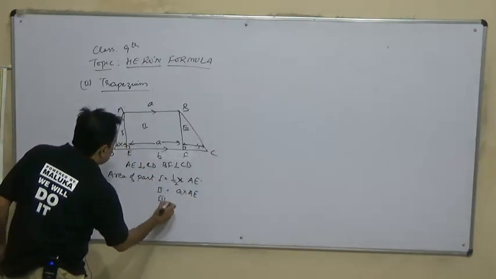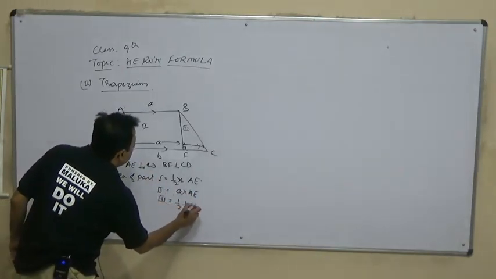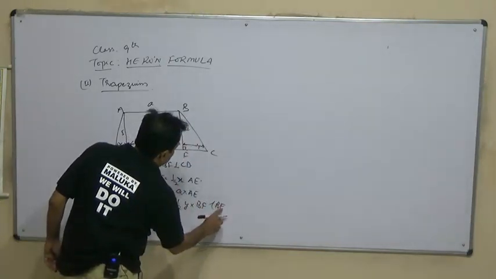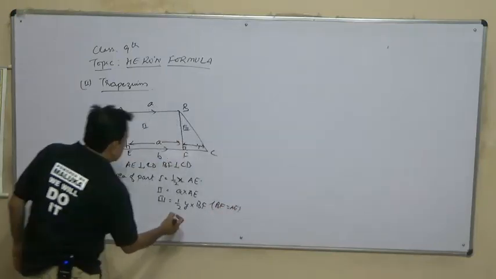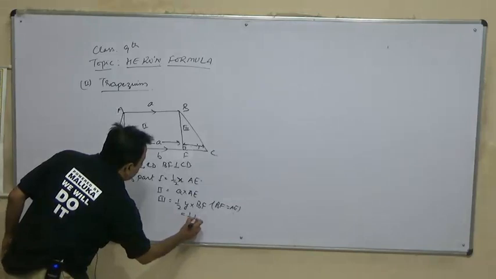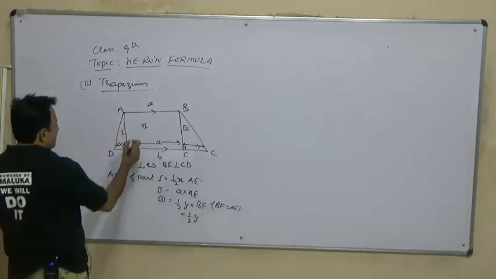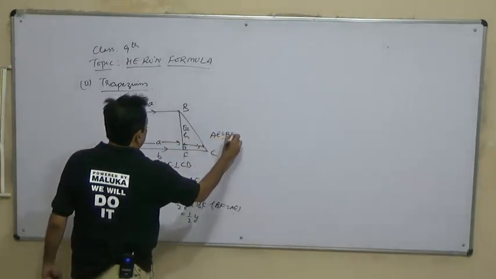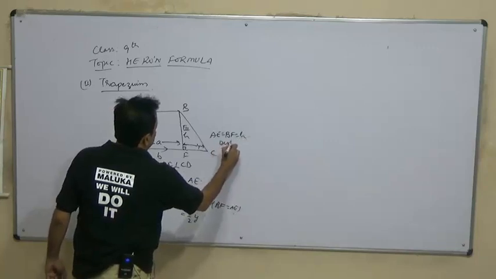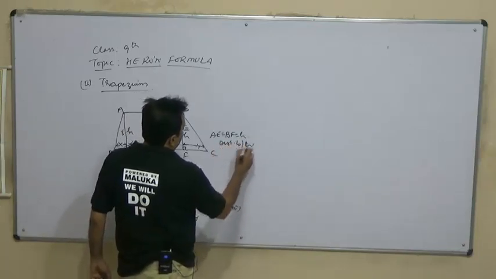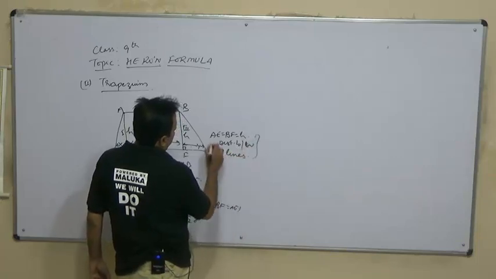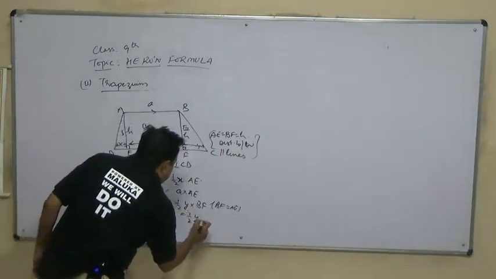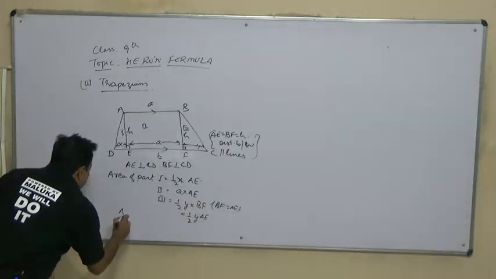Then for the third, it is half Y into BF, and we know that BF is equal to AE. So this will be equal to half Y AE. Let us take AE equal to BF equal to H, that is the distance between parallel lines. So we denote the distance between parallel lines as H, and all this will be replaced by H.